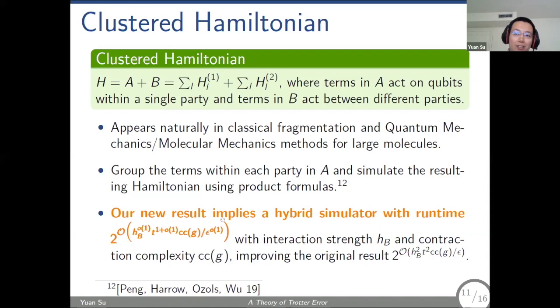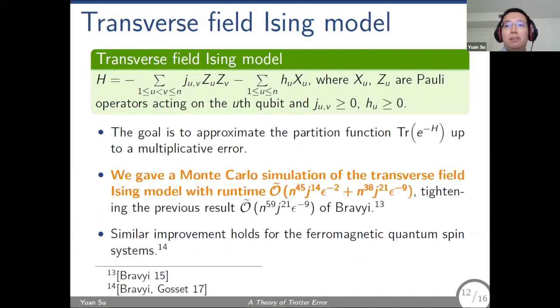Okay, so my final example is a simulation of the transverse field Ising model and quantum ferromagnets. In this case, this is actually not quantum simulation anymore, but a quantum Monte Carlo simulation. The goal is to approximate the partition function up to a multiplicative error. There's a previous algorithm by Bravyi and Gosset for simulating these two models. Their algorithm also uses product formulas as a subroutine, and we're able to apply our improved results to improve the performance of their algorithm.